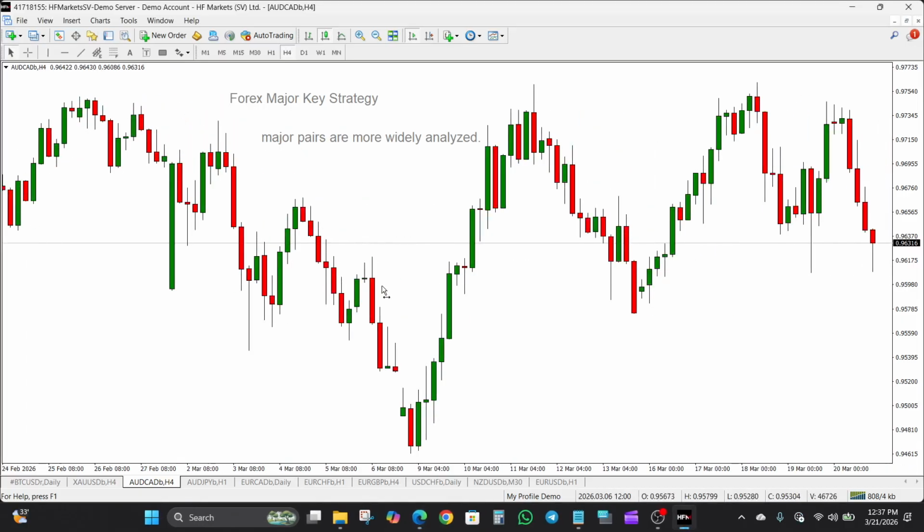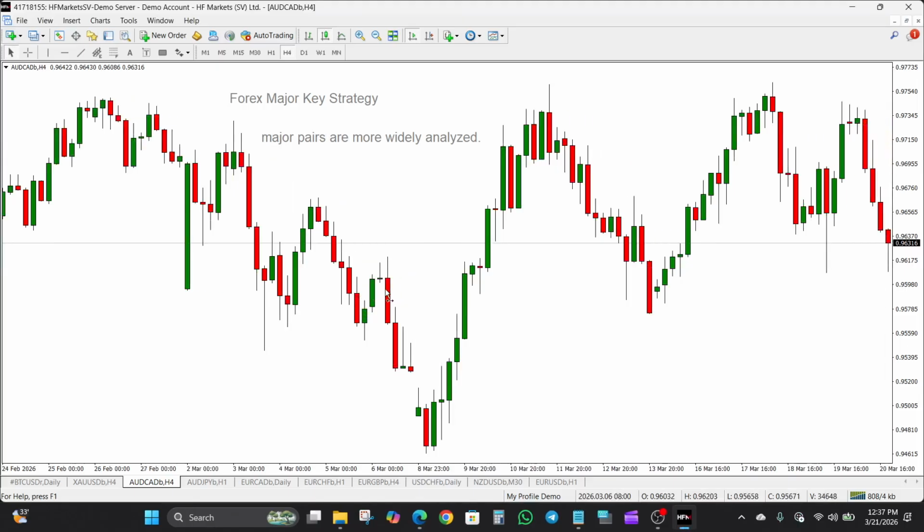But just a recap of what major pairs are. Major pairs are the pairs that include the US dollar and another stronger currency.